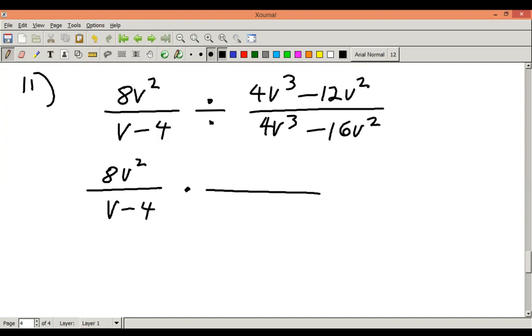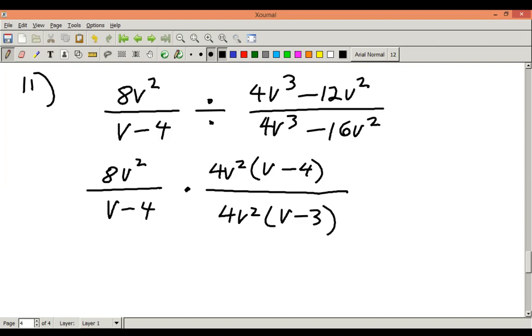Let's write the bottom of that second fraction on top and factor it at the same time. So it looks like we can factor out a 4v squared. That'll leave you with v minus 4. That comes from the bottom of the fraction, remember? Now let's take the top of that fraction, factor it, and then write it on the bottom. So it looks like on the top you can factor out a 4v squared again. But this time you're going to have just v minus 3 left.